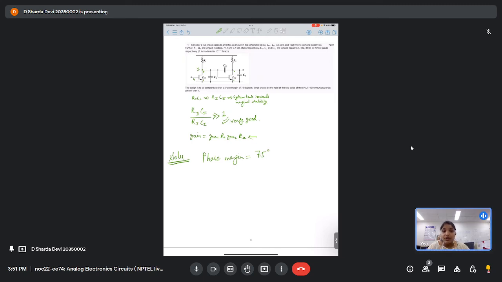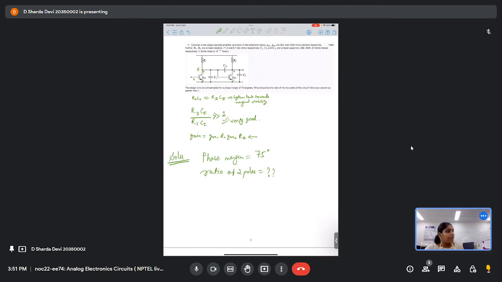Okay, so here it's given that we need to have a phase margin of 75 degrees. Now it is asked what should be the ratio of the two poles of the circuit. So we need to find out the ratio of the two poles.